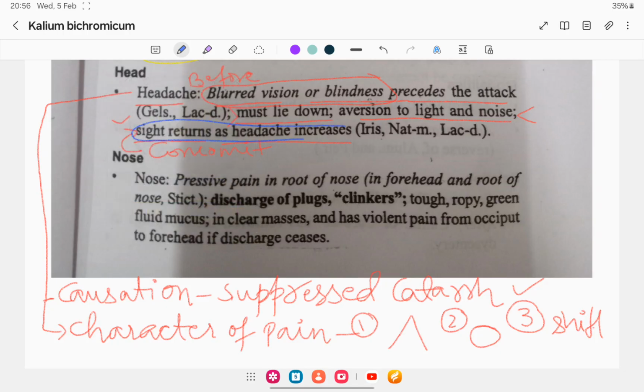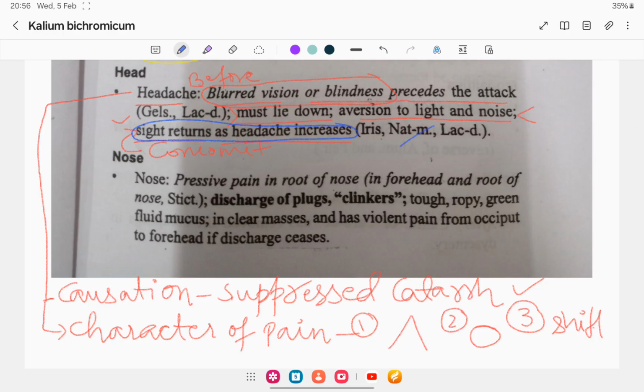So about headache, if it comes in the exam, you have to write like that. Causation: suppressed catarrh. Before headache, blurred vision or blindness precedes the attack. Character of headache: number 1, pain comes suddenly, goes suddenly. Number 2, pain in small spots, can be covered with the tip of a finger. Number 3, shifting kind of pain, rapidly shifting from one part to another. Modality: aggravation from light and noise, amelioration from lying down. Concomitant: sight returns as headache increases, as in Natrum muriaticum, Iris.